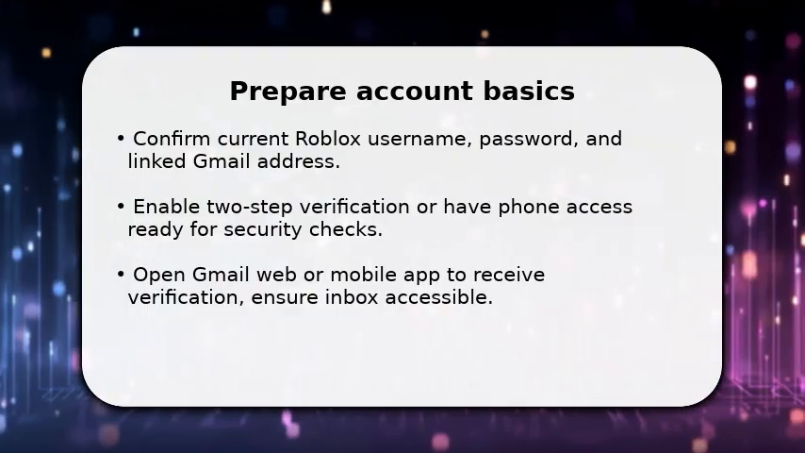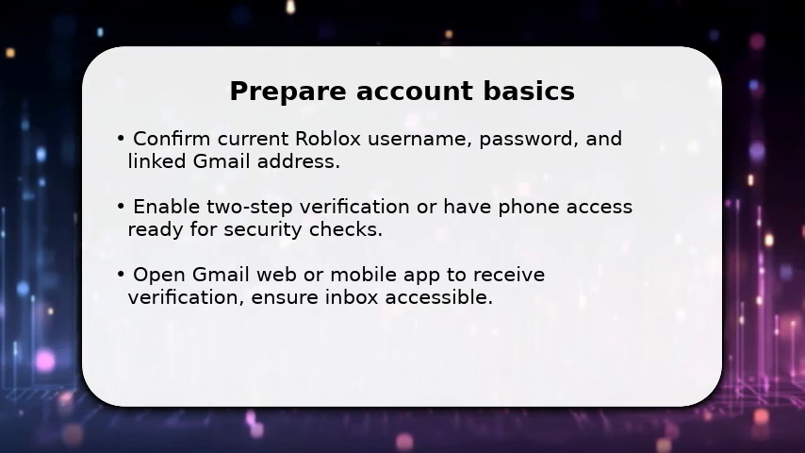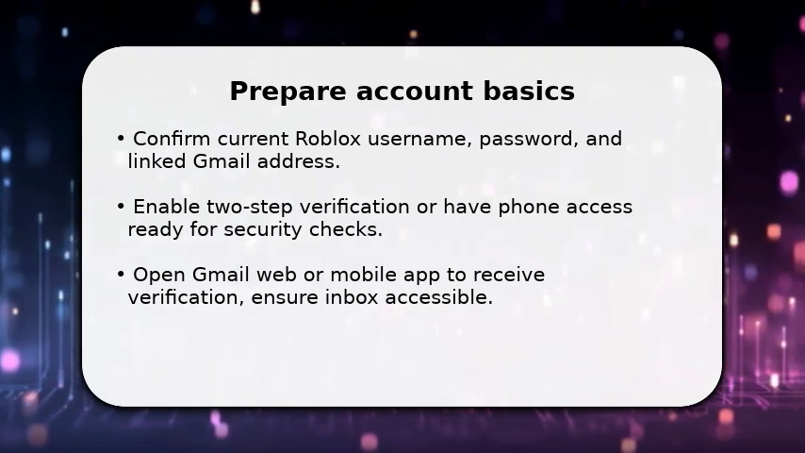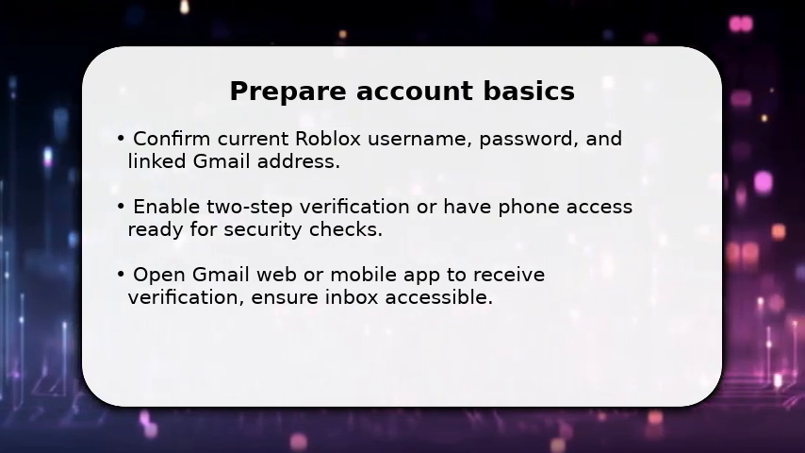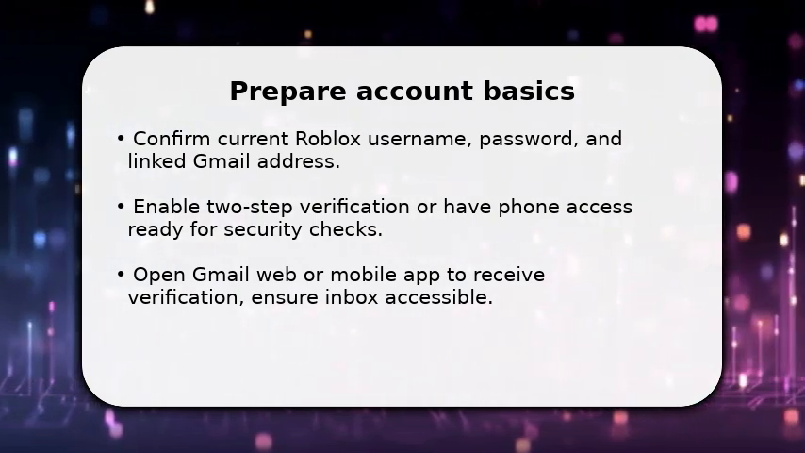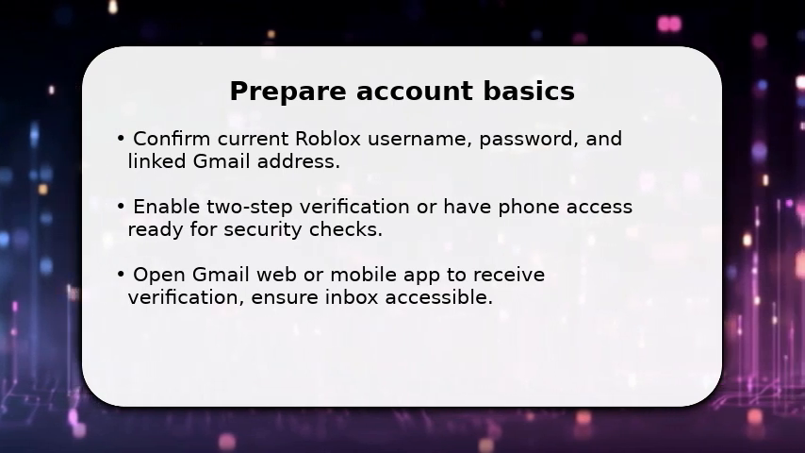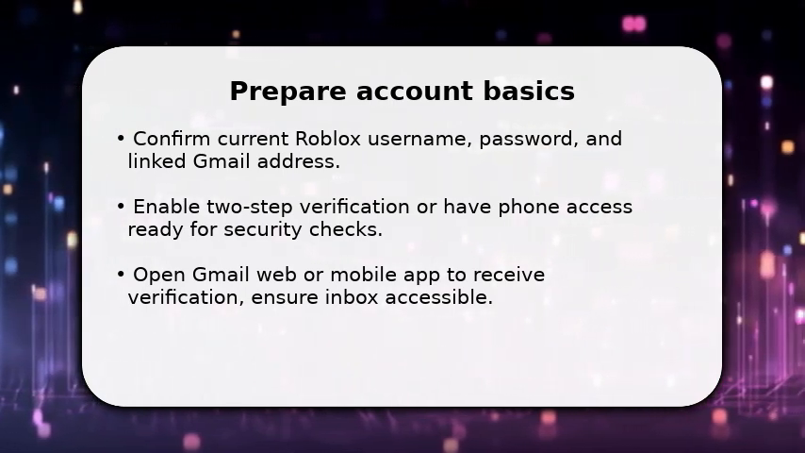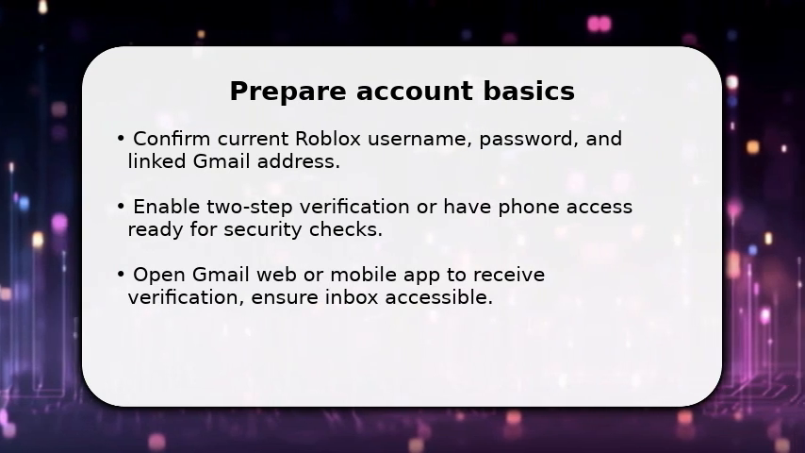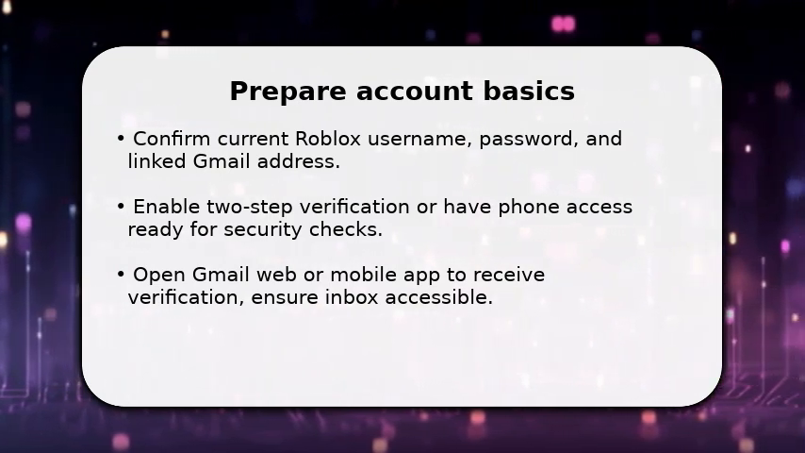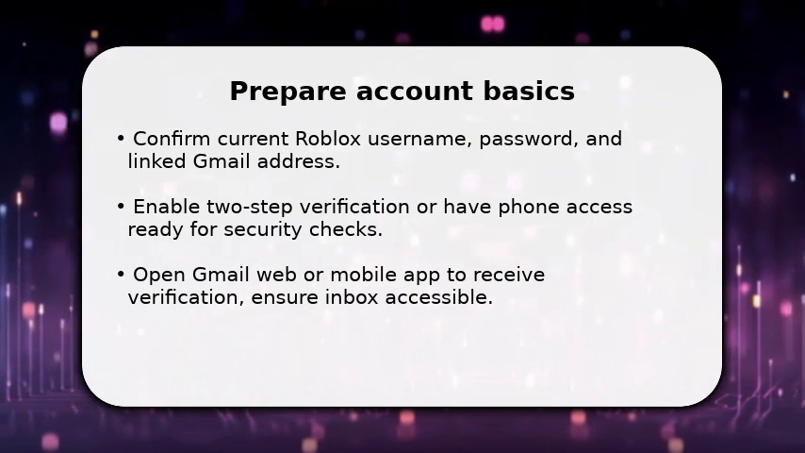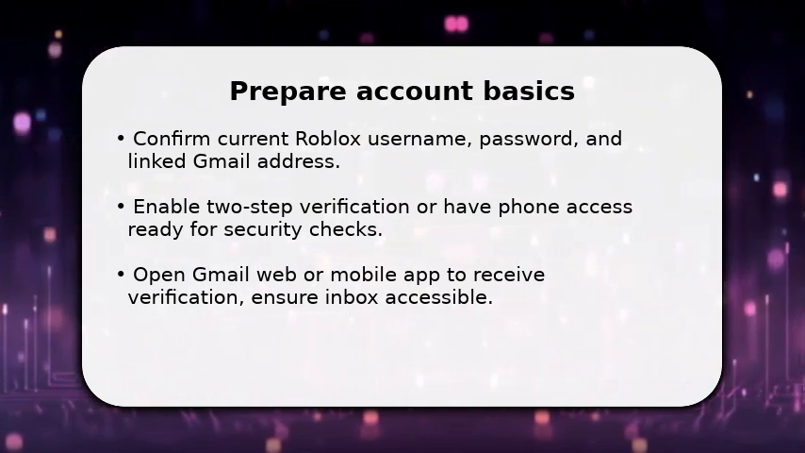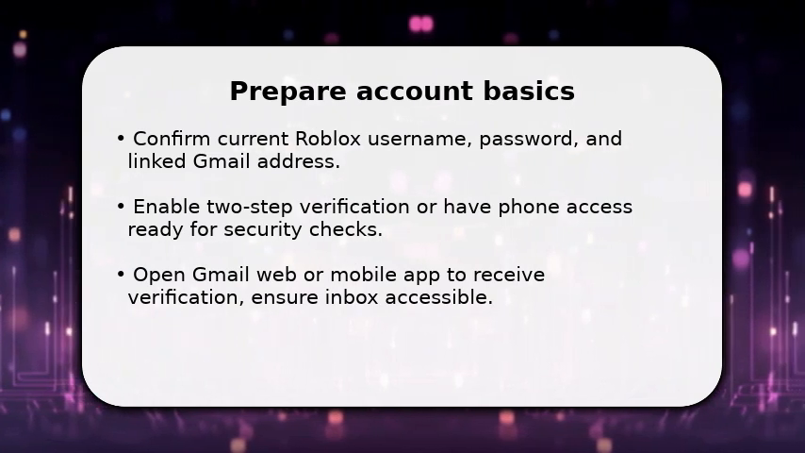You start by confirming core account access. Log into Roblox with your username and password, and make sure you can open the current Gmail address. Once done, enable two-step verification if not already active. This reduces lockout risk during an email change. Make sure your phone is nearby to accept codes, and keep both browser tabs open, Roblox account settings and Gmail. This immediate setup avoids interruptions, and it ensures you can receive confirmation links and security codes.